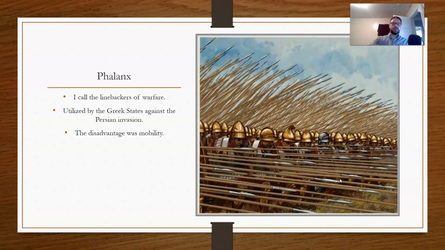All right, and of course, the phalanx. I like to call this the linebackers of warfare. Very defensive, as you can see, all those spears. You have the shields interlocking. And the benefit of this is you can compact massive amounts of soldiers together with a massive amount of defensive capability and offense.